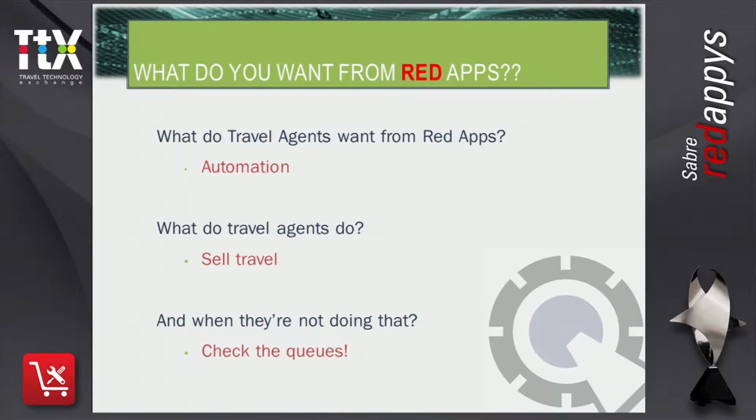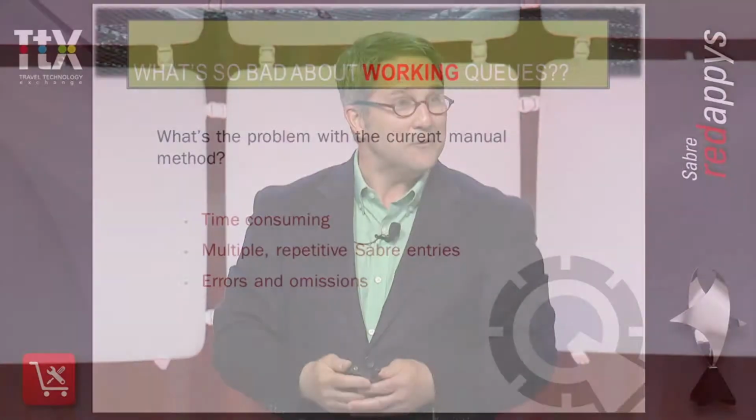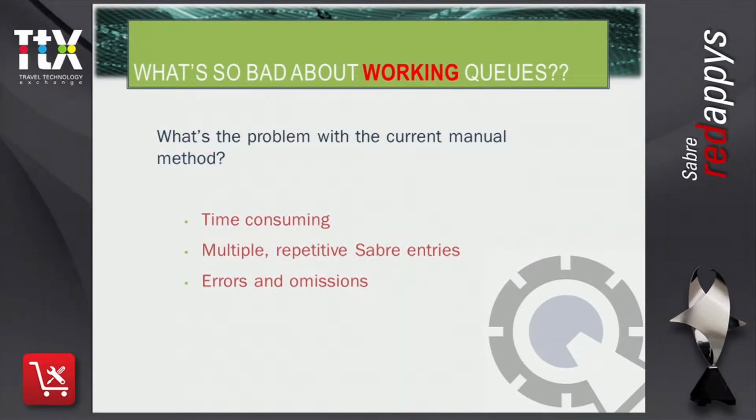Why do they call it working the queues anyway? What's so bad? What's wrong with working the queues? I mean, isn't it, you just pull up the thing, and there it is on one screen, all the information you need about why that P&R is in your queue, right? No? No, of course not. The information that you need comes from all kinds of different areas of that P&R.